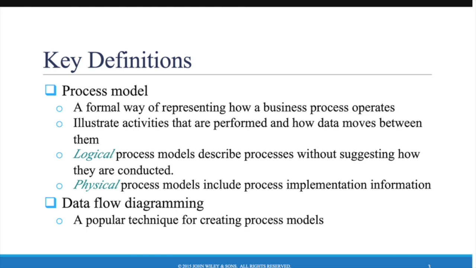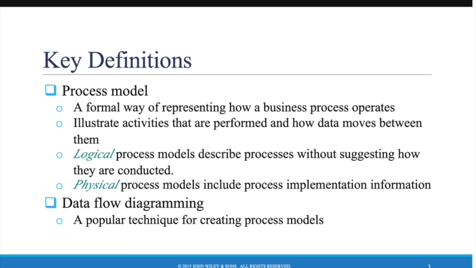Basically, we have two types of process models. The logical process models that describe processes without suggesting how they are conducted, and the physical process models that include process implementation information. So this is basically the difference between the two.